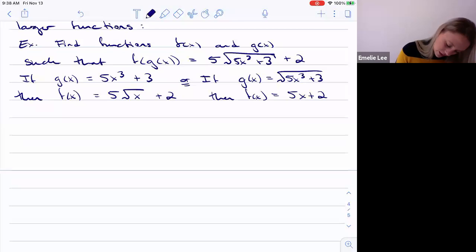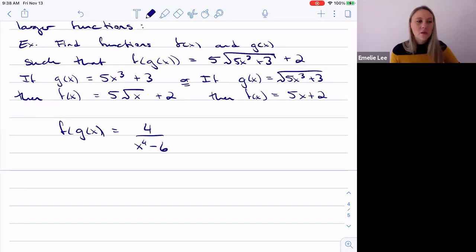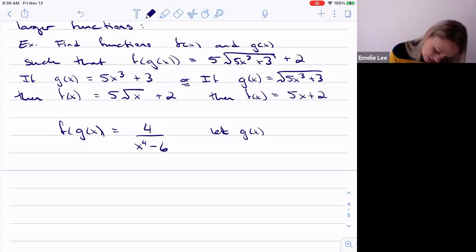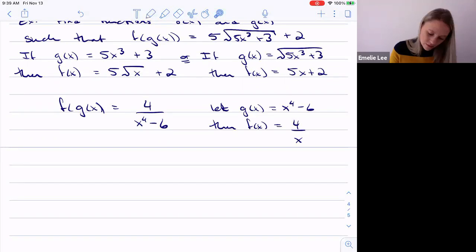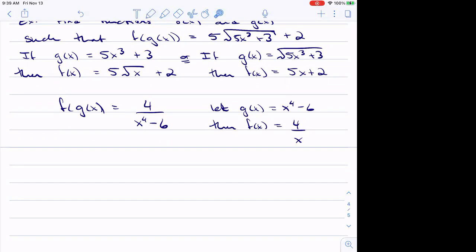How about if f of g of x is 4 divided by x to the 4 minus 6. Now it's going to be more obvious which one has to be the g of x and which one has to be the f of x, because if I make g of x be x to the 4 minus 6, then of course f of x is 4 over x. Let g of x be x to the 4 minus 6, then f of x must be 4 over x, right? And so here, oh yeah, go ahead.